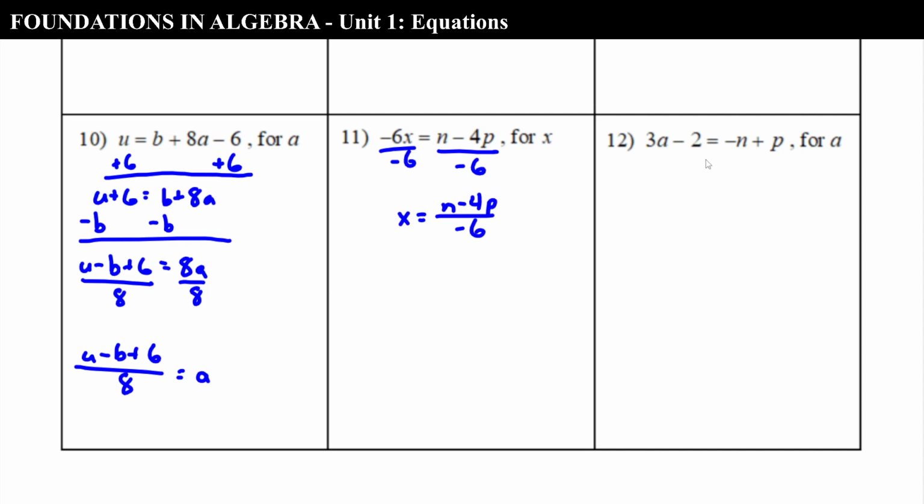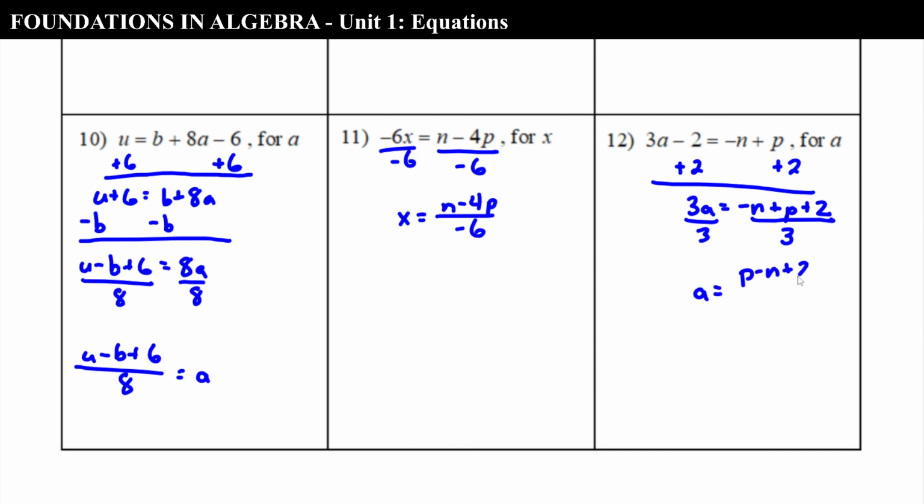And then finally, we are going to take care of solving for a here. So to do that, we're going to add 2 to each side. You get 3a equals negative n plus p plus 2. Divide each side by 3. And let's reorder the top here. Let's do p minus n plus 2 over 3. Okay?